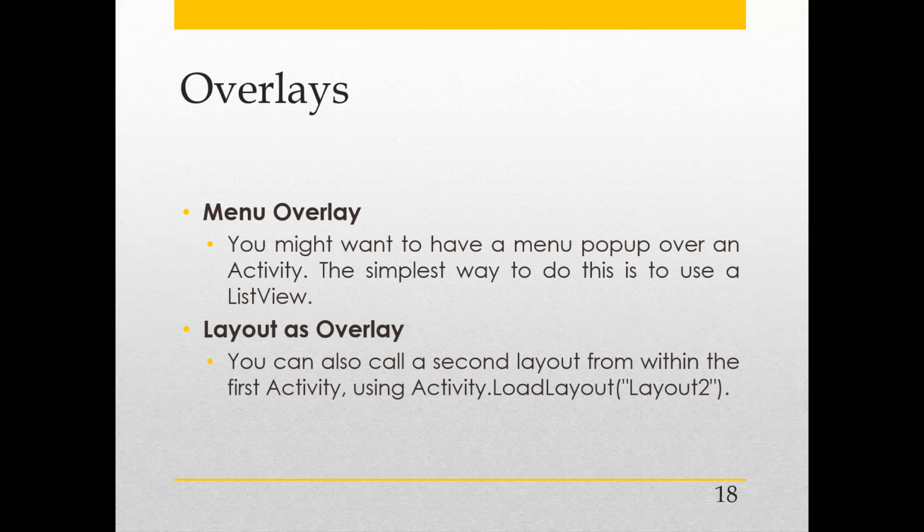Overlays. Overlays are generally used in menus and layouts. So, menu overlay: you might want to have a menu pop up over an activity. The simplest way to do this is to use a list view. Layout as overlay: you can also call a second layout from within the first activity using Activity.LoadLayout("Layout2"). In this case, the second layout will be seen floating above the first. To hide parts of the first, the second must have opaque panels, that is, alpha set to 255. This might be used to show a menu floating over the main layout.